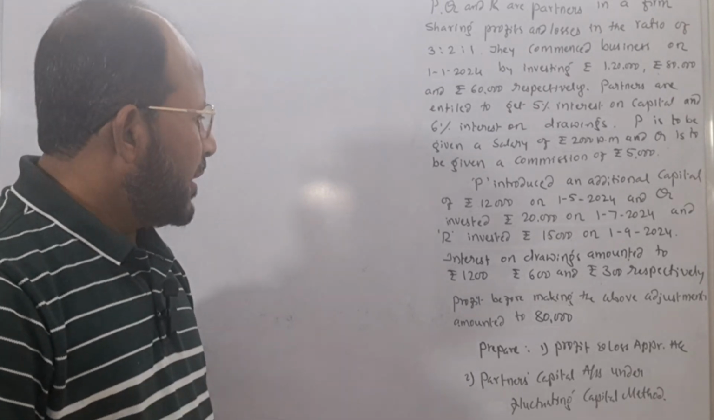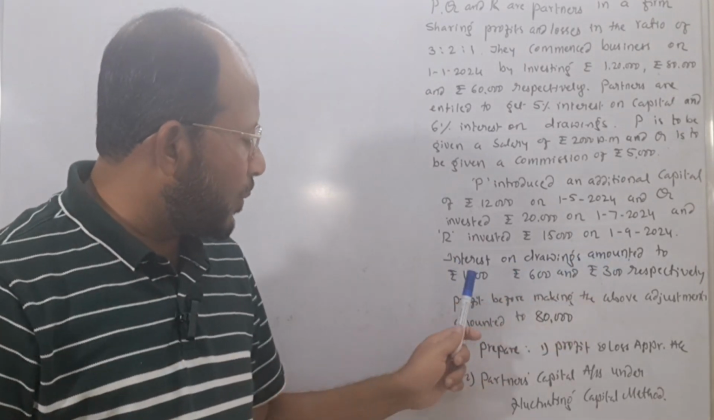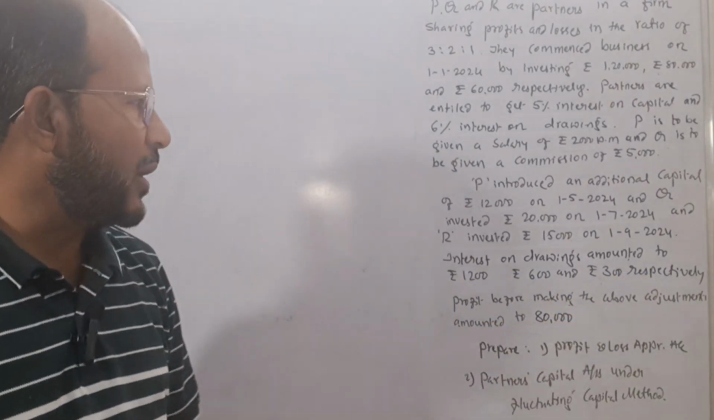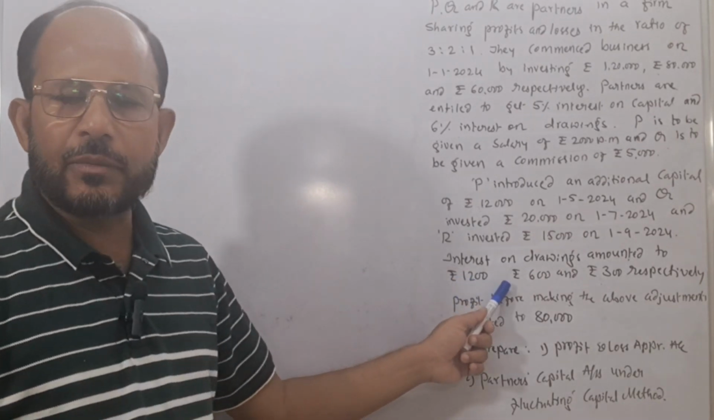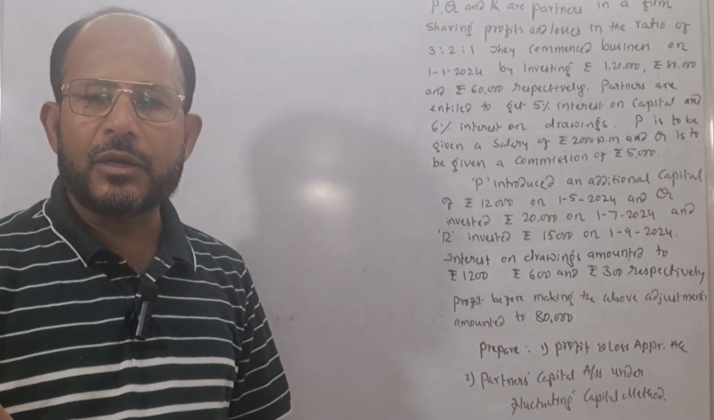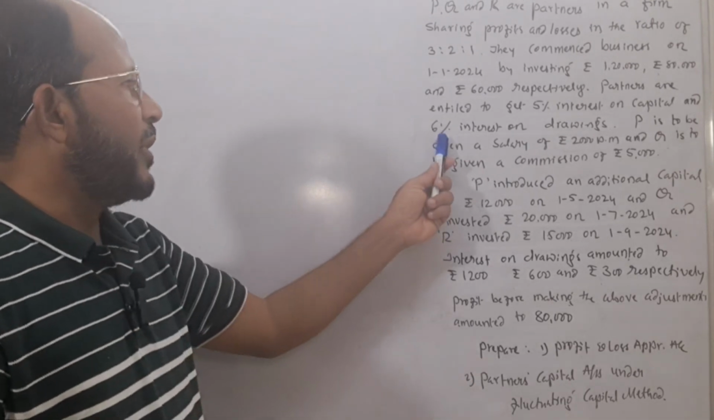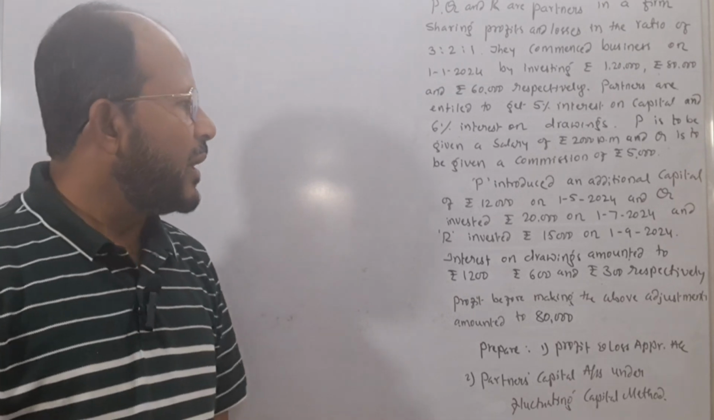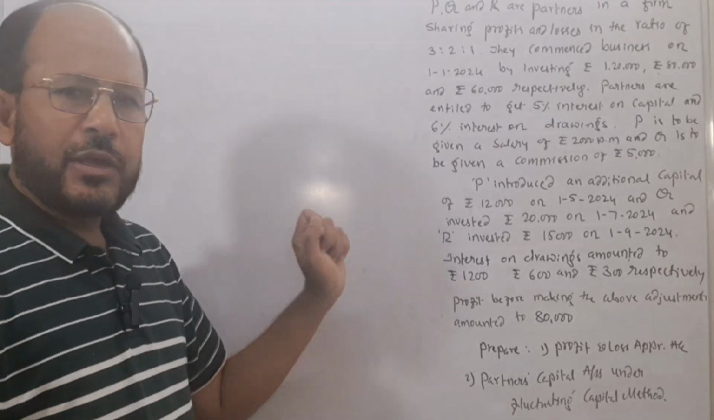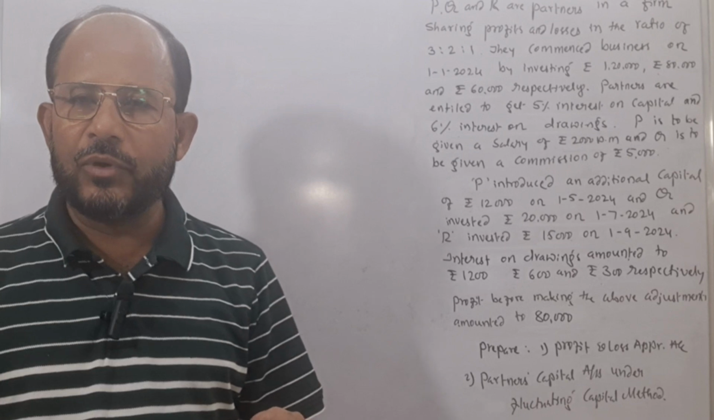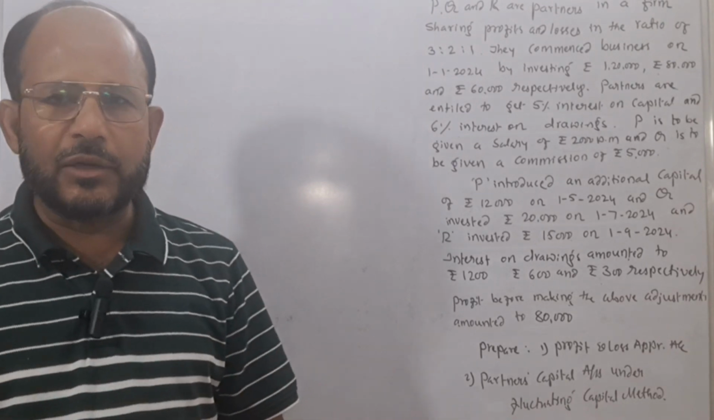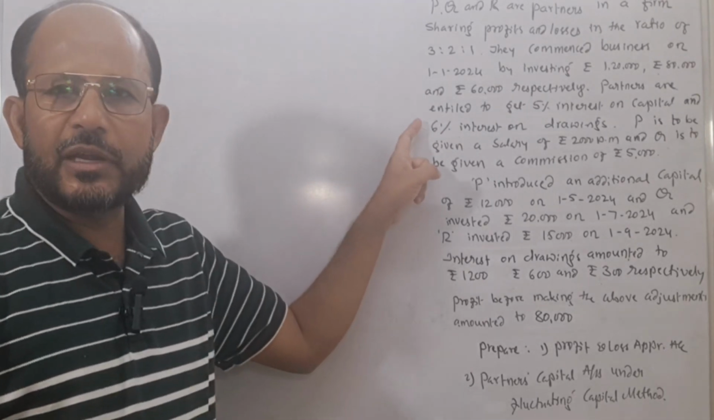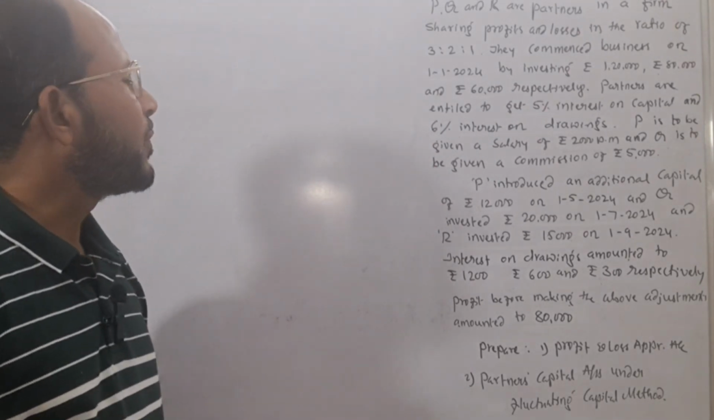Next one is interest on drawings amounted to rupees 1,200, rupees 600 and rupees 300 respectively. In this problem, direct interest on drawings is given, but the amount withdrawn by the partners is not given, and rate of interest 6% on drawings is agreed upon by the partners. That is why here what we need to do is we have to find out the amount of cash withdrawn by the partners by considering their interest amount and the percentage of interest on drawings.